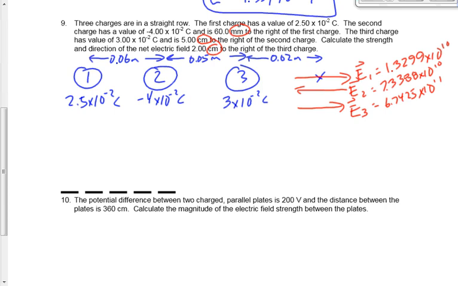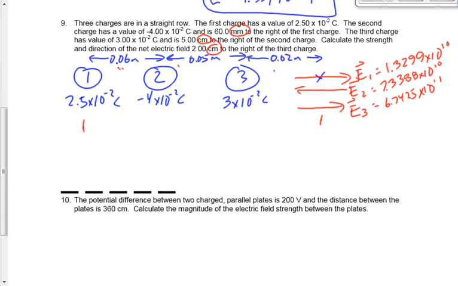Quick question for you. When I'm calculating E1, what's the value of R that I would use? 0.13. Josh, 0.13 meters. Good, excellent. We don't want this distance right here, or this distance, or this distance. We want the distance from here to here when finding field number 1, and that's going to be as a result of adding those 3 numbers together.